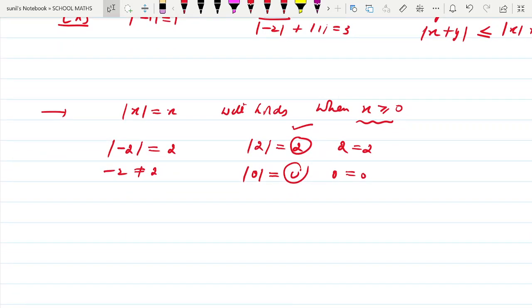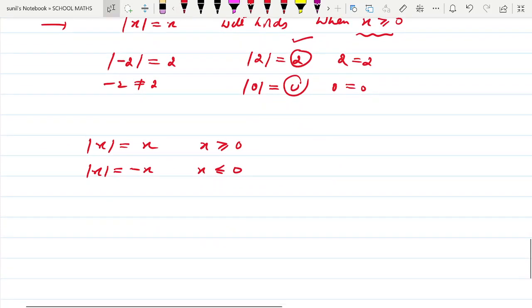Okay, now can we say that mod x is equal to x when x is greater than or equal to 0, and mod x is equal to minus x when x is less than or equal to 0? I'm putting 0 in both the cases because in both the cases 0 satisfies.